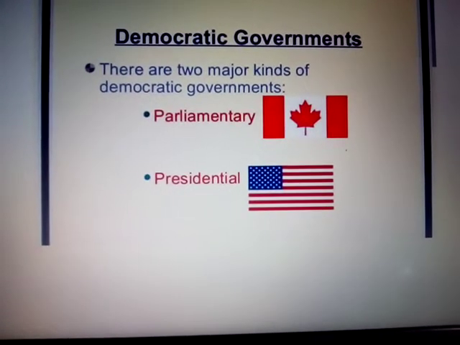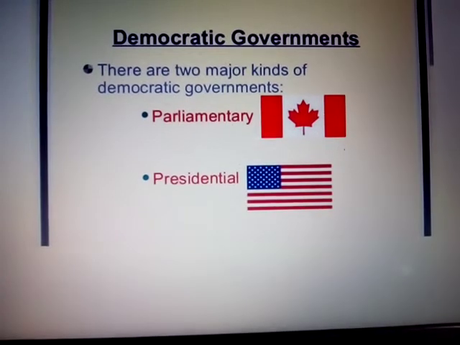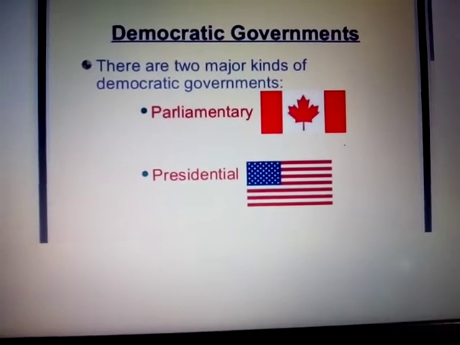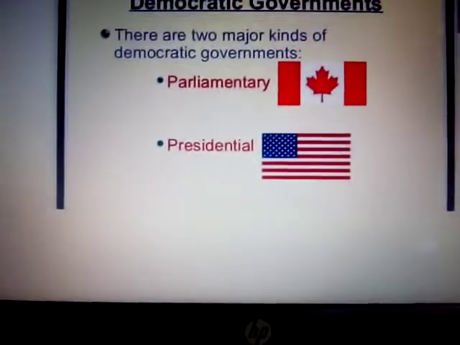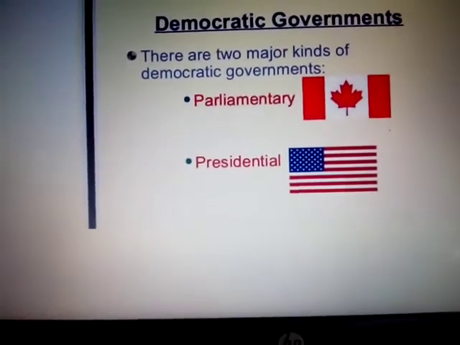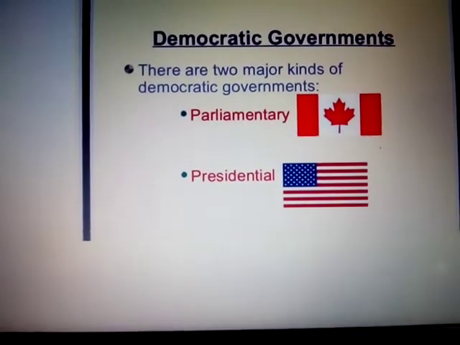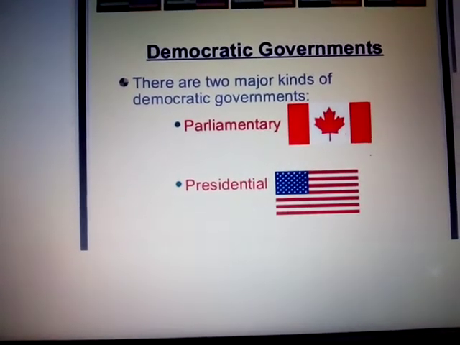Now, in democratic governments, there are two major kinds. One is parliamentary democracy and the second one is presidential democracy. Presidential democracy exists in countries like the United States, but parliamentary systems exist in countries like India.